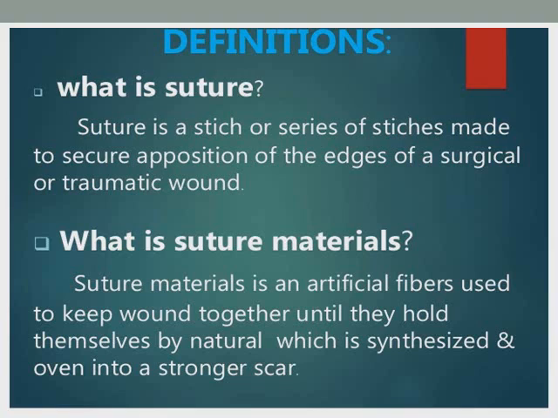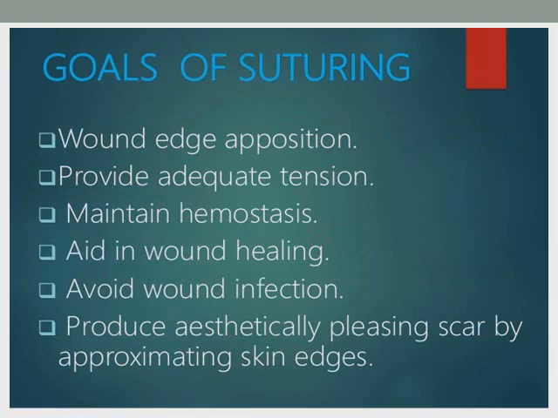Suture materials is an artificial fibers used to keep wound together until they hold themselves by natural يعني اللي ما تلتئم by itself, which is synthesized and woven into a stronger scar.